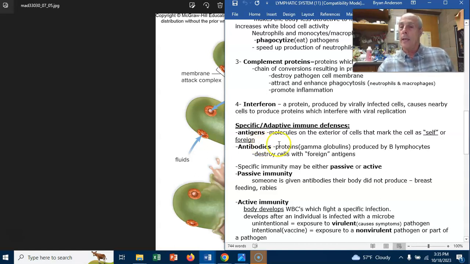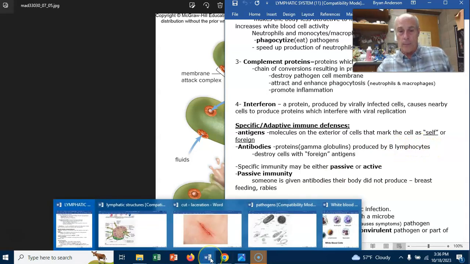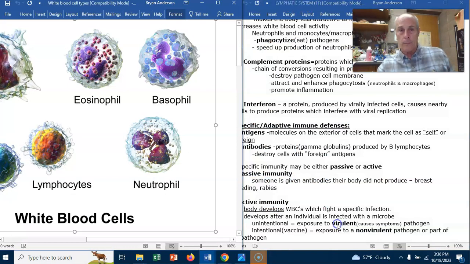We've already talked about antibodies. If you remember the proteins that are in plasma, we talked about three of them: alpha globulins and goiters. Remember those big goiters on a person's throat? Beta globulins, sex hormone transporters. And then the last one was gamma globulins. These are some of the plasma proteins. They're produced by B lymphocytes. And we've talked about lymphocytes. That was the smallest of the white blood cells.